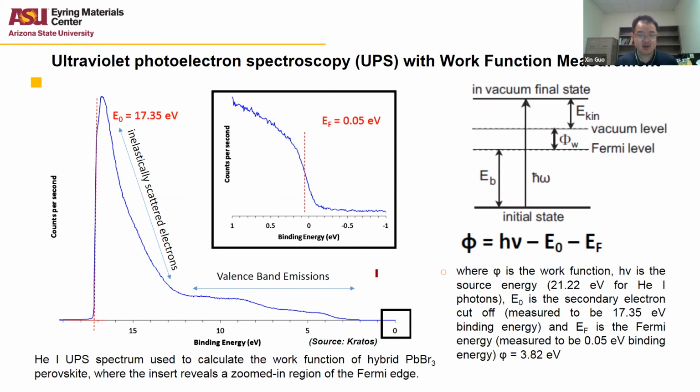And here is an example of what we can obtain from a UPS spectrum. This is a UPS spectrum of a hybrid lead bromide perovskite. The first part we observe is the valence band structure. If we zoom in, we can see more fine details of the valence band. The second part is mainly the secondary electron background caused by inelastic scattering events. After that, there is always a cutoff energy. This is very important in UPS because if we know the cutoff energy, we can use it to calculate the work function as well.